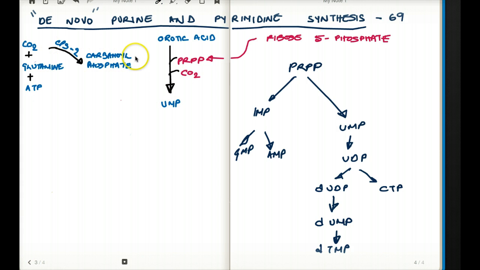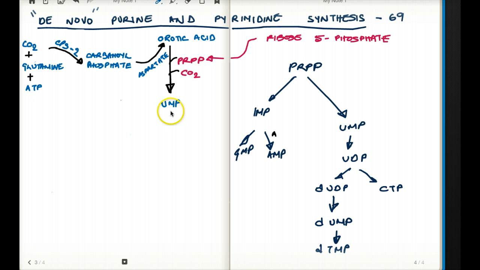Now our carbamyl phosphate is then giving rise to our orotic acid, and this step needs an amino acid, okay? And this amino acid is going to be our aspartate. Remember, this step needed aspartate as well. So just giving you a little reminder. So from carbamyl phosphate to orotic acid, we are using aspartate. And then the story continues. Carbamyl phosphate making orotic acid. Orotic acid is using PRPP and carbon dioxide to make UMP.